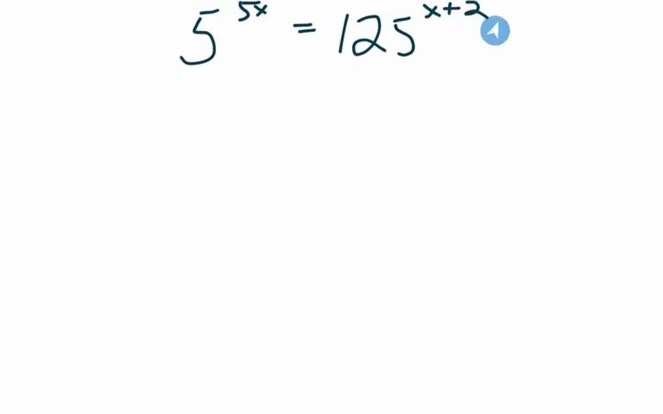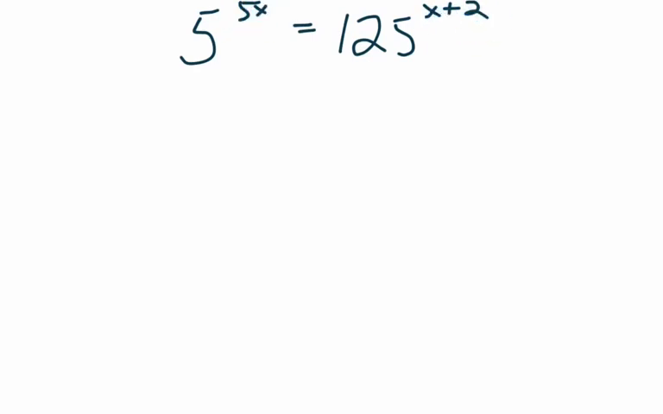So here is our next one. It's 5 to the 5x is equal to 125 to the x plus 2. So I want you to notice a couple things about this. First of all, we made this one a little bit harder because we've messed around with the exponents. So we don't have nice, simple little exponents like just an x. We have 5x and we have x plus 2. Notice what's in the exponents here.